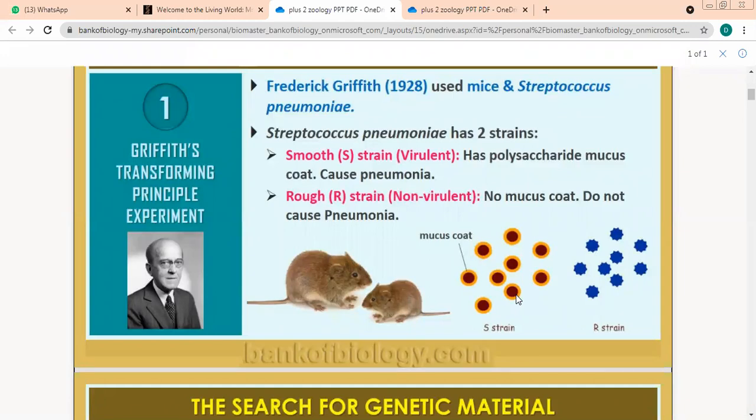Mucus. When he injected this S strain into the mice, it caused pneumonia. But when we took the other strain of Streptococcus, this one, which is called the rough strain, because you see the boundaries are rough because it does not have a coating of what? Mucus. This did not cause pneumonia. So this is his experiment. Conclusions we are coming to very soon.